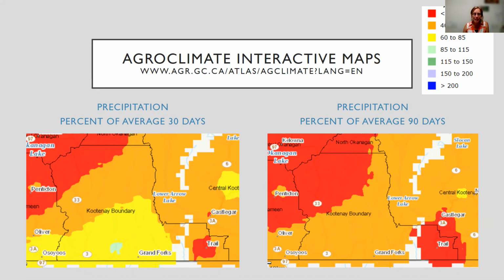But if you look over a 90-day percentage of average, we're looking at about a third of our region that is below that 40% of average for precipitation.